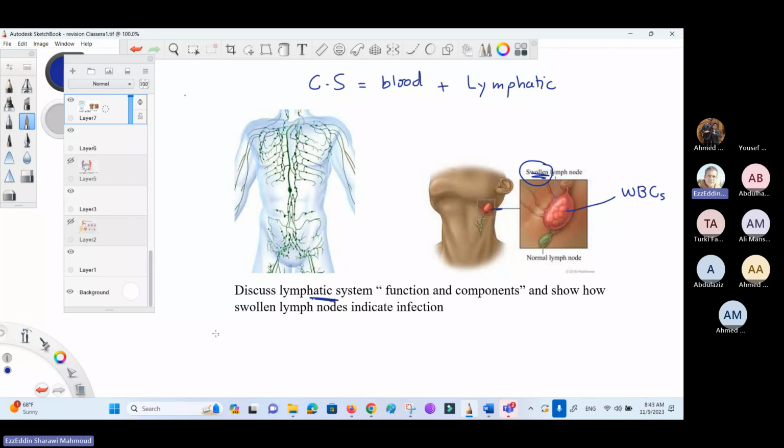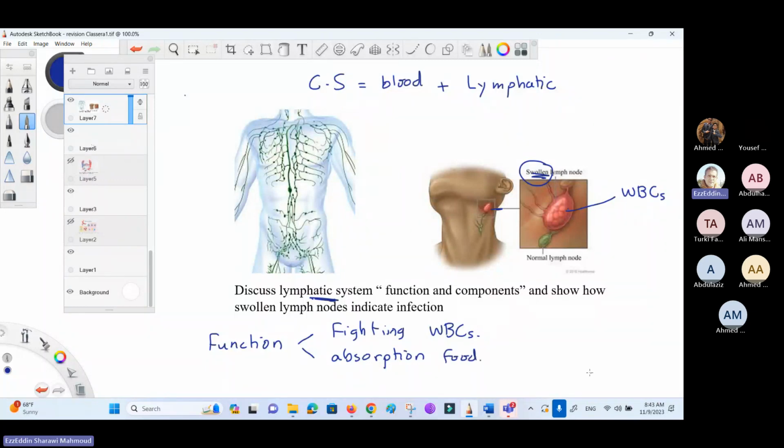So you should know the main functions of the lymphatic system. Number one, fighting diseases, because they can produce white blood cells in time of infection. And also it helps in absorption of food.